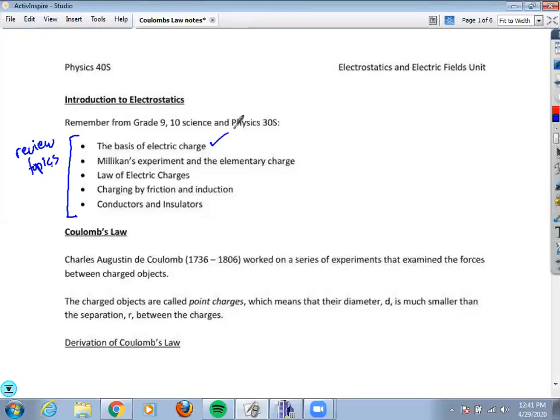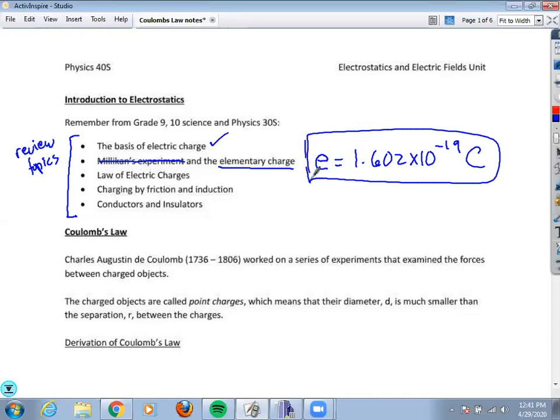The basis of electric charge, which we covered in grade 11. We're not really going to worry about Millikan, but the elementary charge, again, e, is 1.602 times 10 to the negative 19 coulombs of charge. That's the elementary charge, the basis of all electric charge. Here's the law of electric charges, attraction, repulsion. How do we charge objects: friction, induction, and conductors and insulators. So review your Physics 30S notes, but we are talking about electric fields.